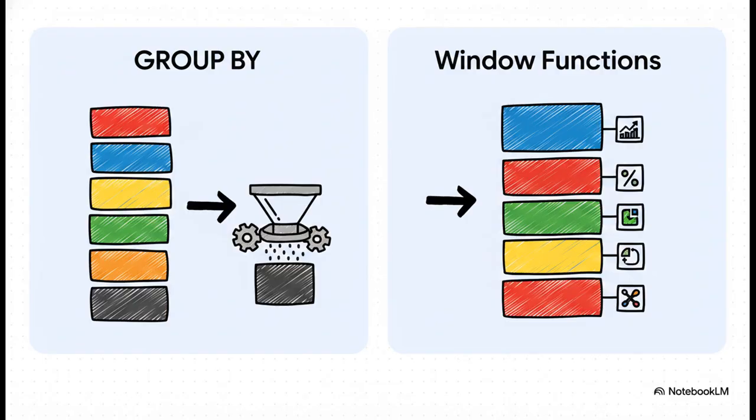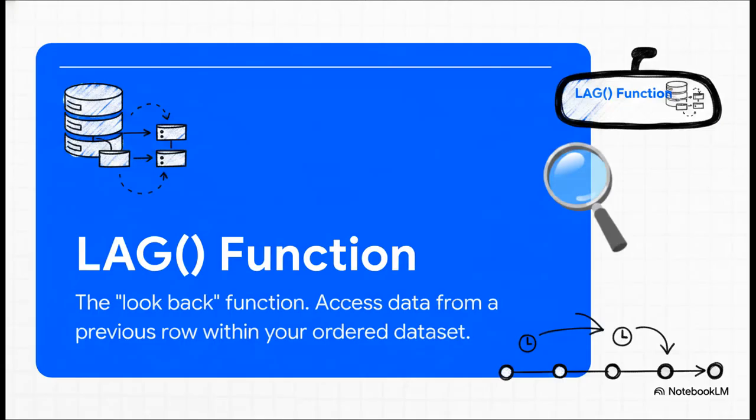So here's the most important difference you need to get. Group by literally crushes your rows together. It takes a whole group of rows and smashes them down into one single summary row, and you lose all the individual detail. But window functions, they're different. They let you do calculations over a group of rows, like a running total, but they add that calculation to every single row in the group. You get the aggregate intelligence without losing any of the original data. It's amazing. Let's meet our first window function, lag.